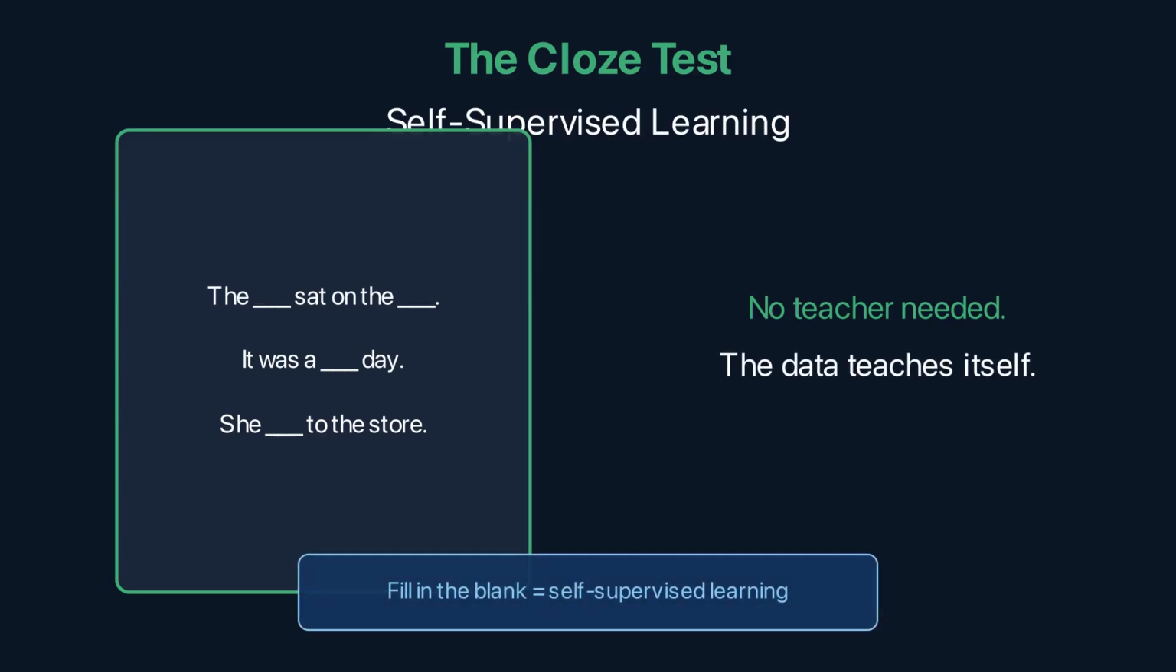Self-supervised learning works the same way. The data creates its own training signal. No human labels needed. The prediction task forces the model to learn useful representations.